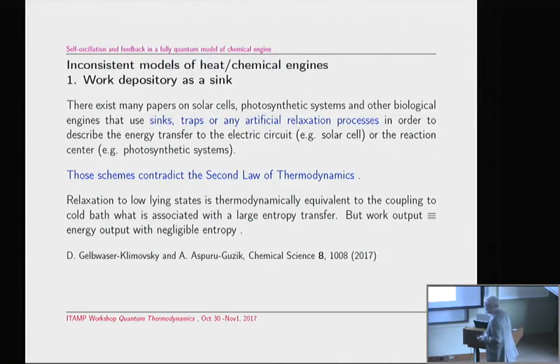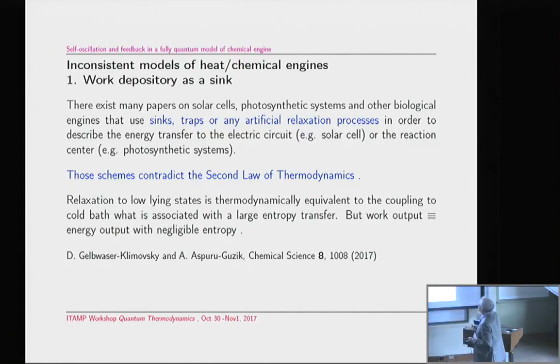Okay, there is quite a large literature on this topic, and there are many models which, in my opinion, are not correct or are inconsistent. The first model, quite often used to describe solar cells, photosynthetic systems, and also biological engines, is based on a work depository as a kind of sink, so the low-lying level of some physical system. And the energy transferred to this low-lying level is assumed to be work.